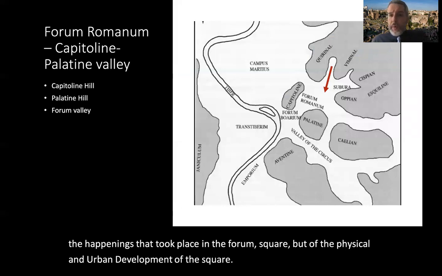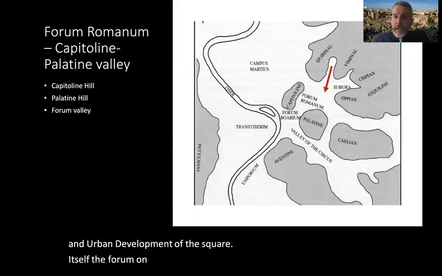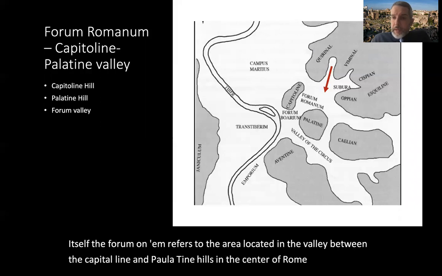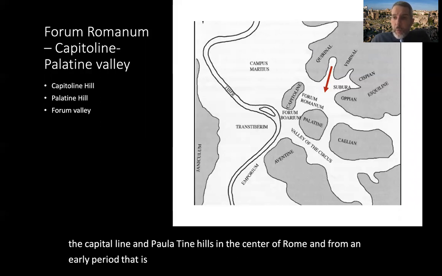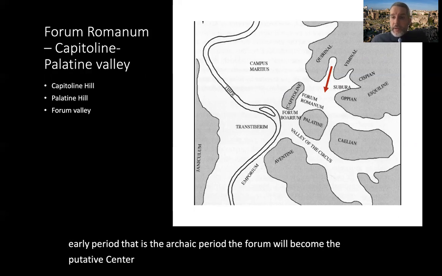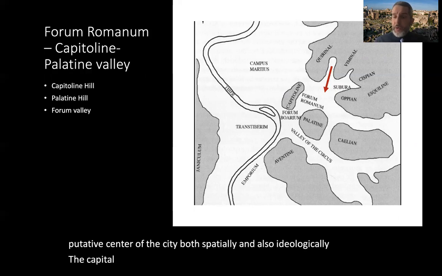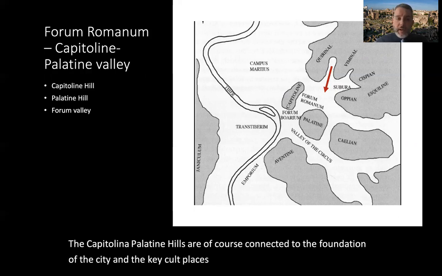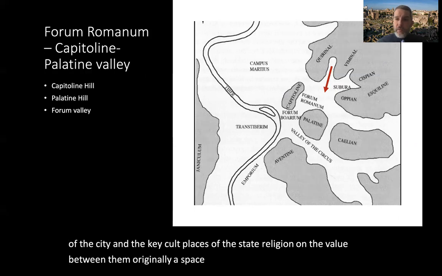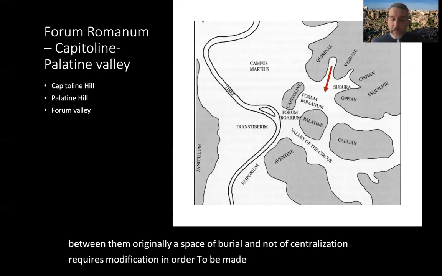The Forum Romanum refers to the area located in the valley between the Capitoline and Palatine Hills in the center of Rome. And from an early period, that is the Archaic period, the Forum will become the putative center of the city, both spatially and also ideologically. The Capitoline and Palatine Hills are, of course, connected to the foundation of the city and the key cult places of the state religion. And the valley between them, originally a space of burial and not of centralization, requires modification in order to be made more serviceable in the Archaic period.